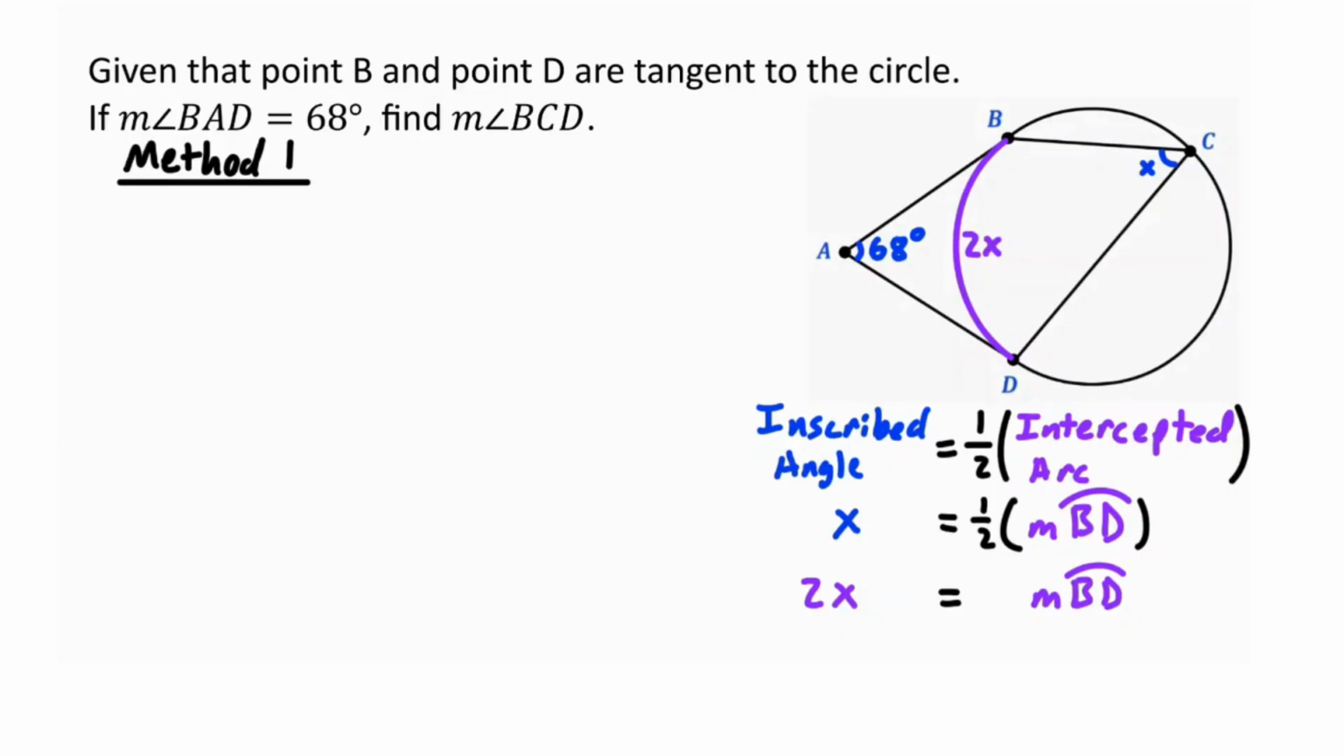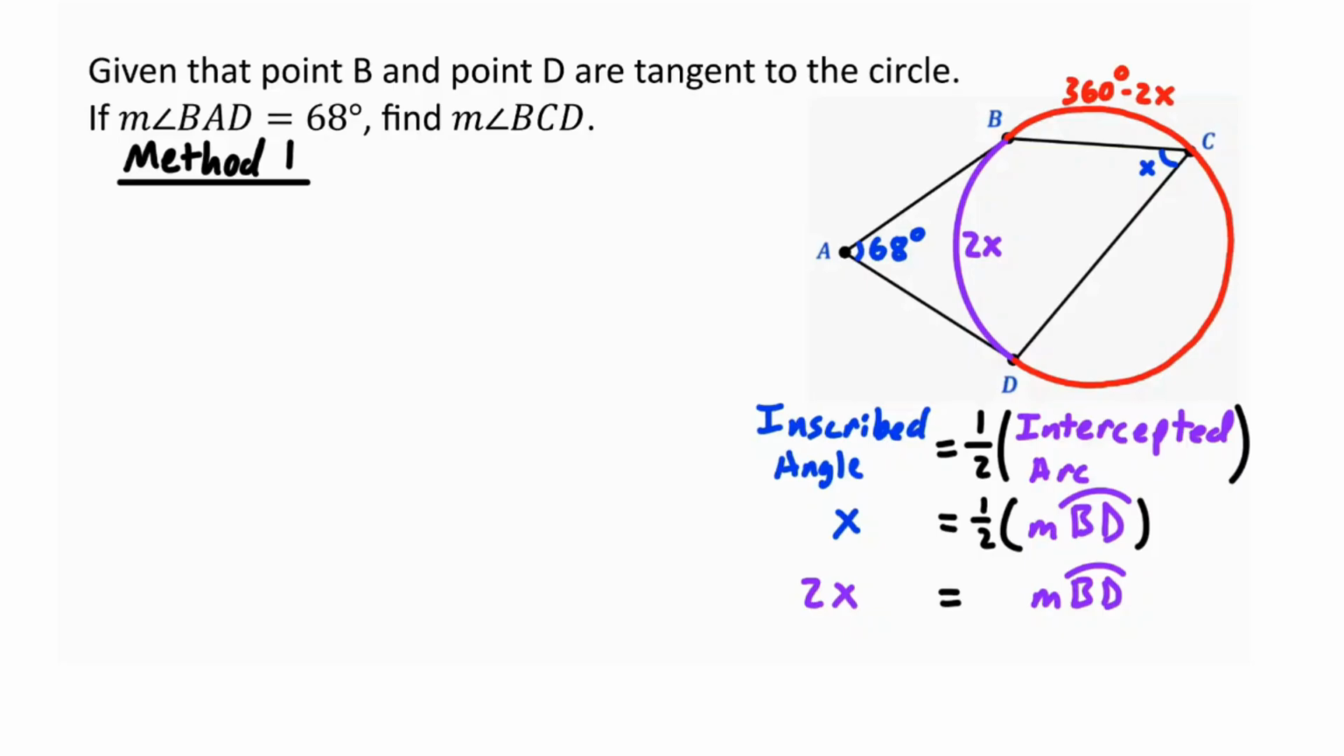We'll also notice that arc BD is a minor arc of the circle, whereas arc BCD in red is the major arc of the circle. Both of these two arcs form the entire circle, which is 360 degrees. So the major arc will be 360 degrees minus the minor arc, 2x.